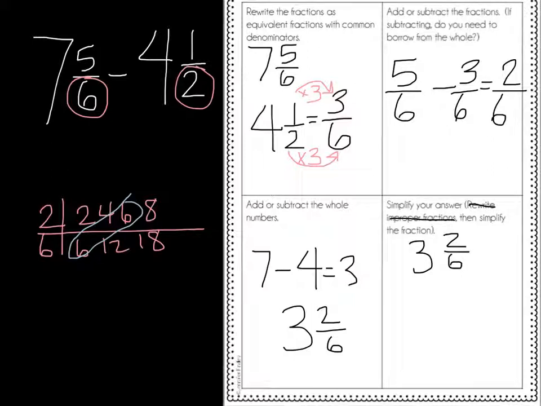Now I need to check simplifying. I can tell that both of these numbers are even, so I'm going to divide both my numerator and my denominator by 2. 2 divided by 2 is 1. 6 divided by 2 is 3. My final answer is 3 and 1/3.